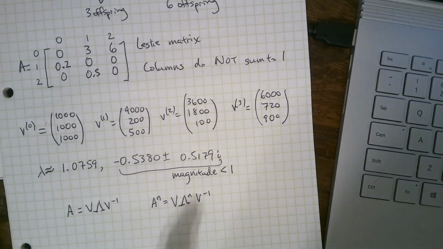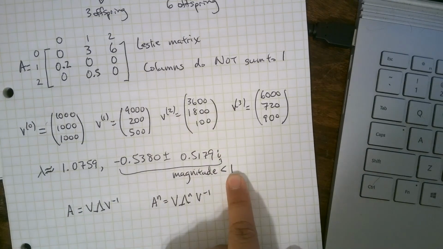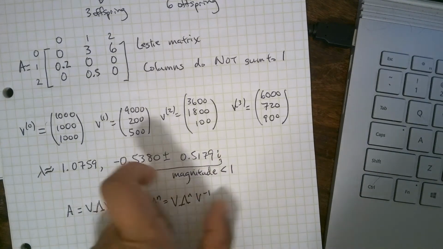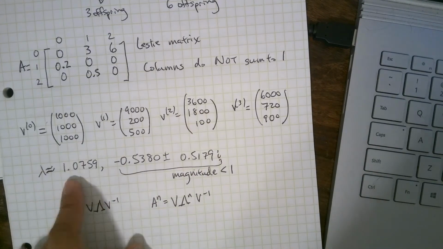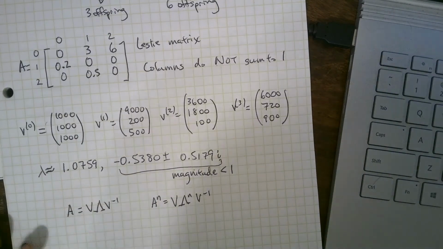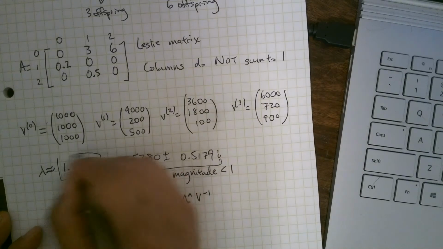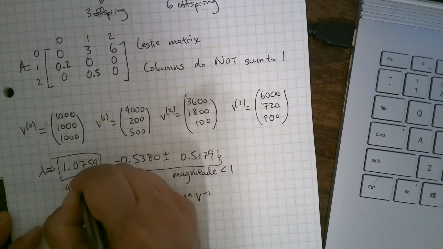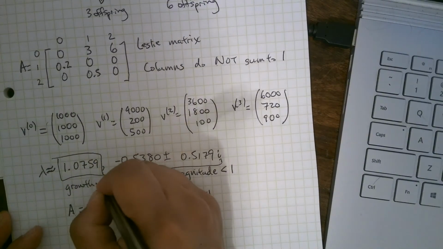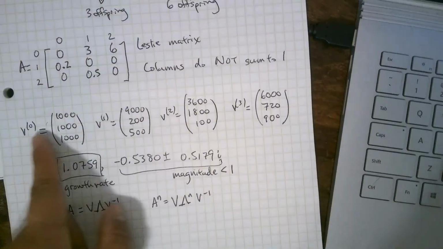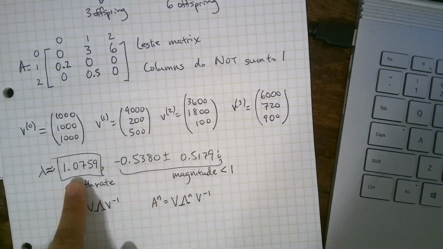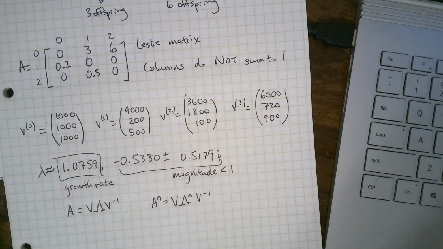So since these guys are magnitude less than 1, if we raise them to a big power, they will go to 0. If we raise this to a big power, this will actually keep growing. So we say that this is our growth rate, meaning from year to year, approximately, the population grows by this much. Maybe not so much in the beginning, but eventually it will tend to this.